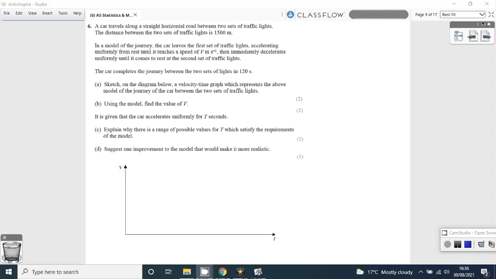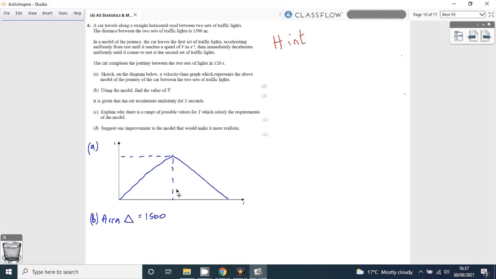Question 6. So I think really the only hint I can give you here is that it's a triangular shape, and you've just got to work out what value to put here on the x-axis and up here on the y-axis. Now for part B, remember that the area under a velocity-time graph represents the distance travelled, which we're told is 1,500 meters. So use the area of a triangle, half times base times height equals 1,500 meters, to work out what V is.